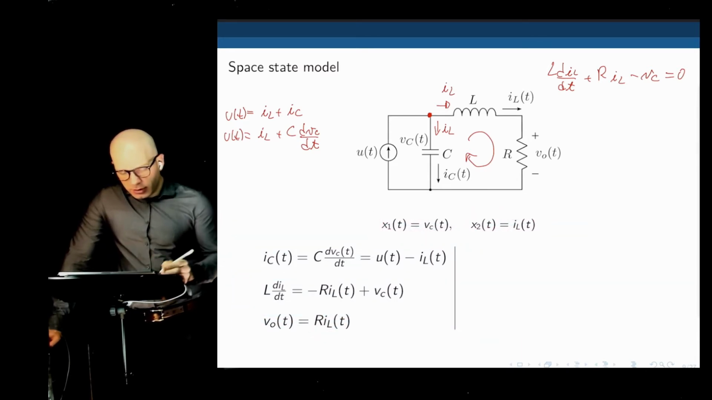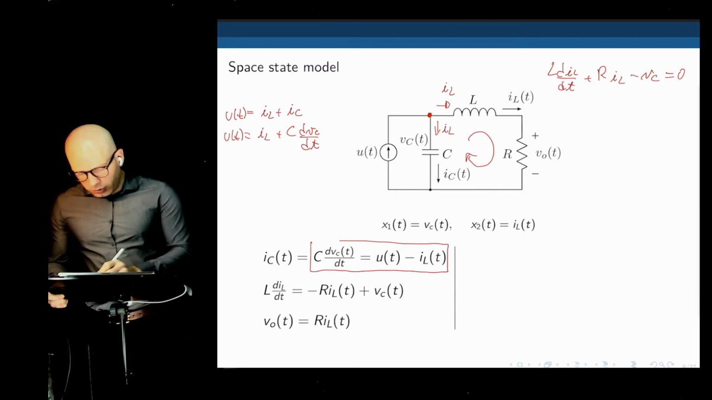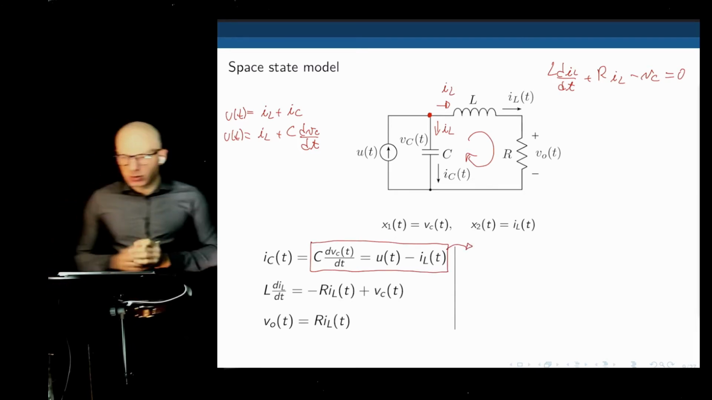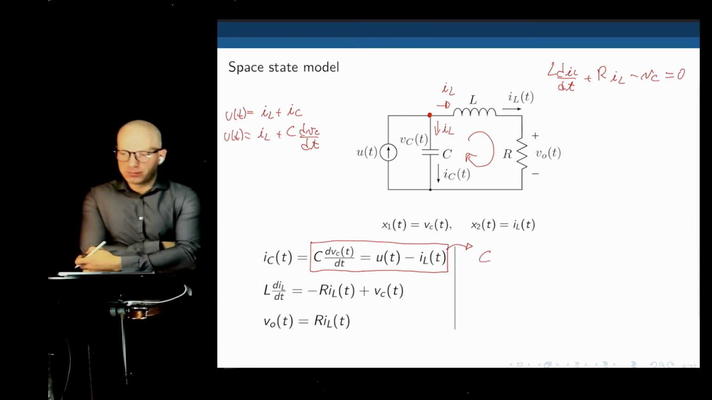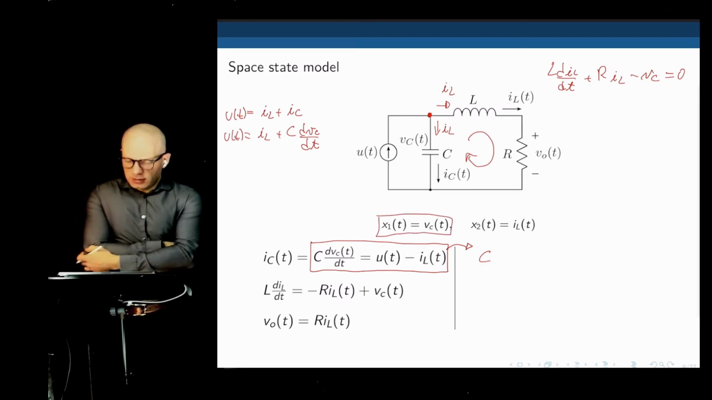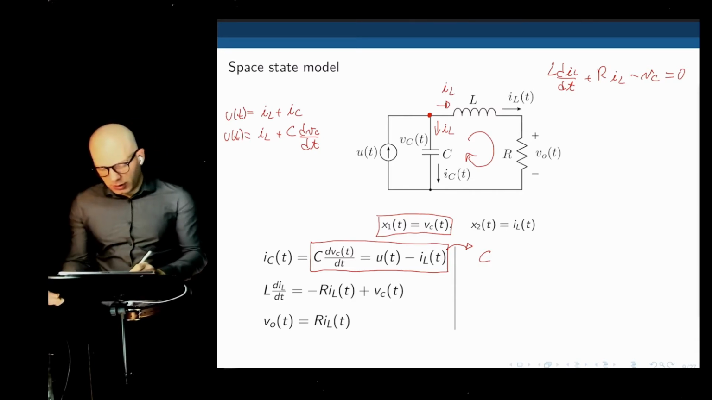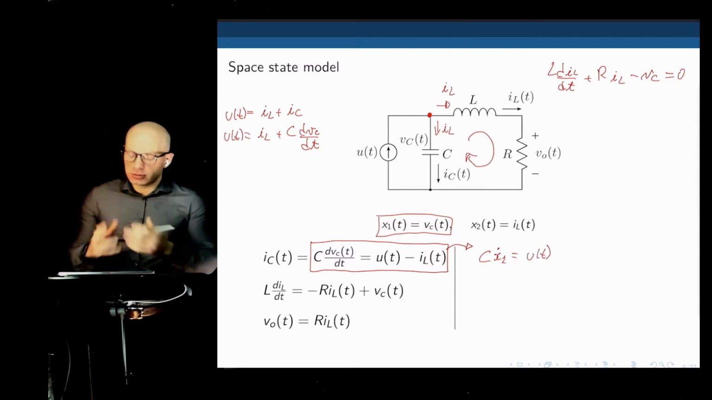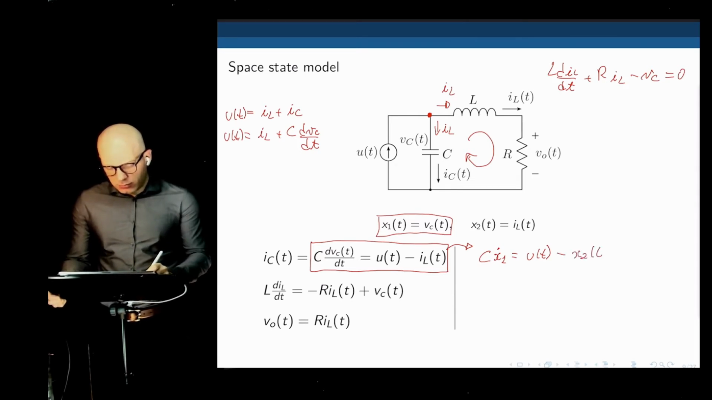Now let's take our equations and rewrite them as a function of our states. So here is the first one. How do we rewrite this equation as a function of the states? C is a constant, that doesn't change. dVc dt, what is that in terms of these states? Remember that Vc is x1. So what is dVc dt? X1 dot. X1 dot, exactly. C times x1 dot equals U of t, that's a current, the input doesn't change, minus IL, which is simply x2 of t.